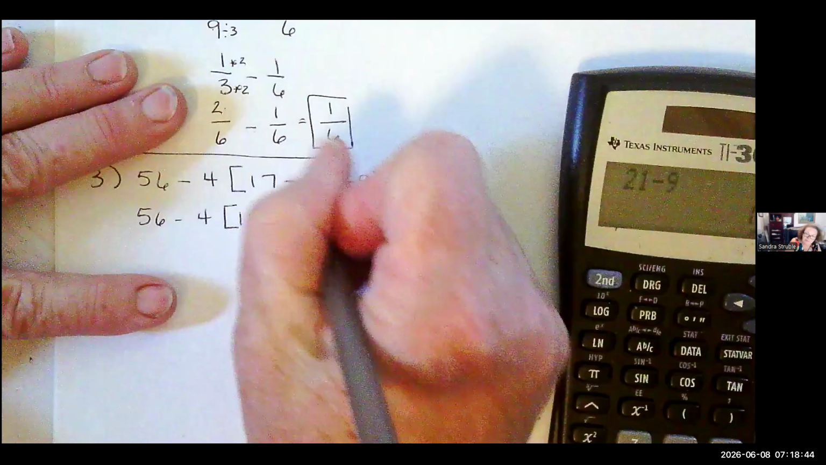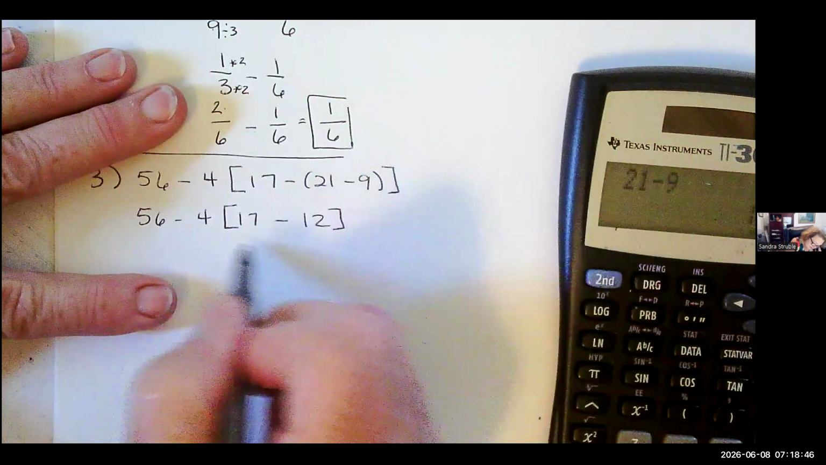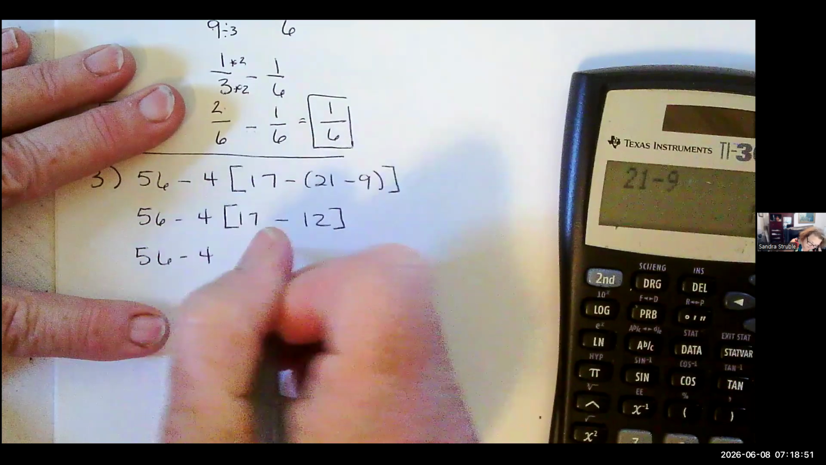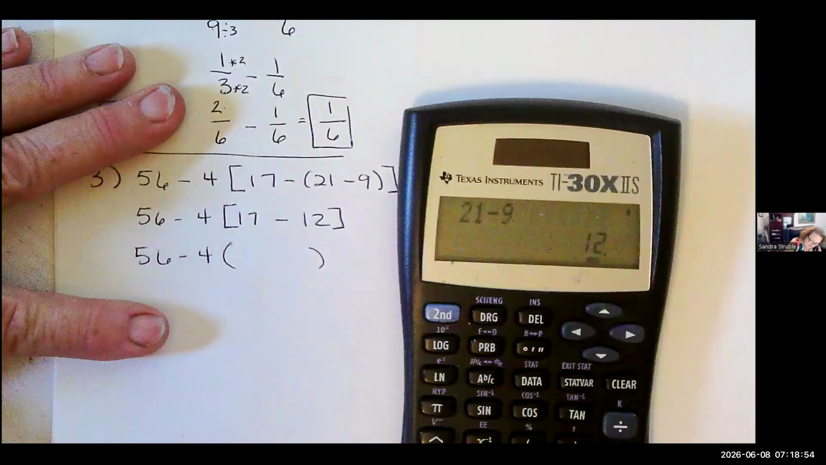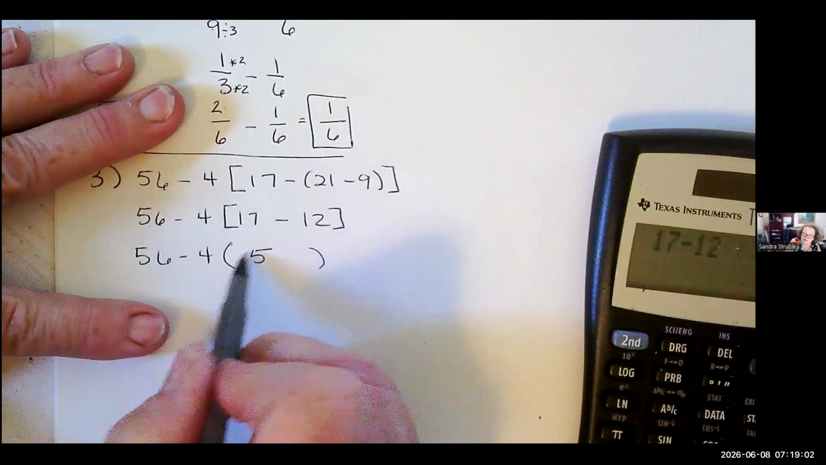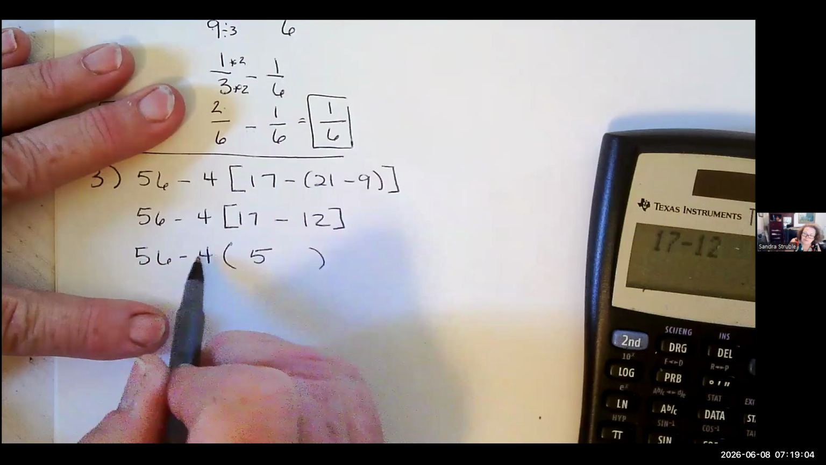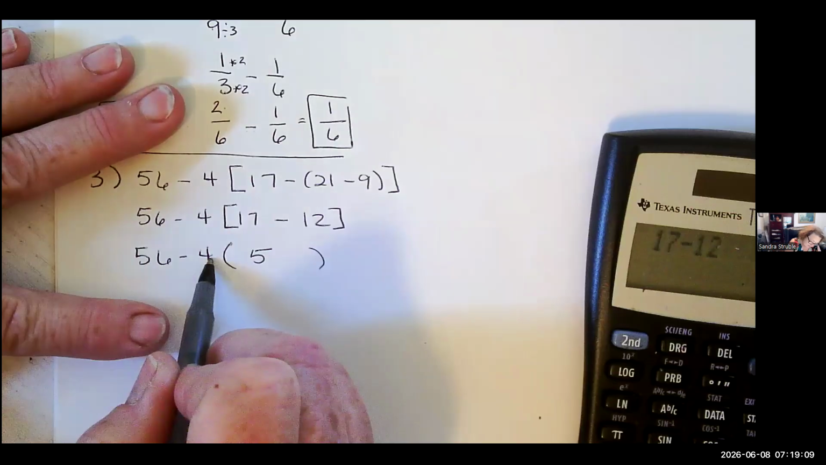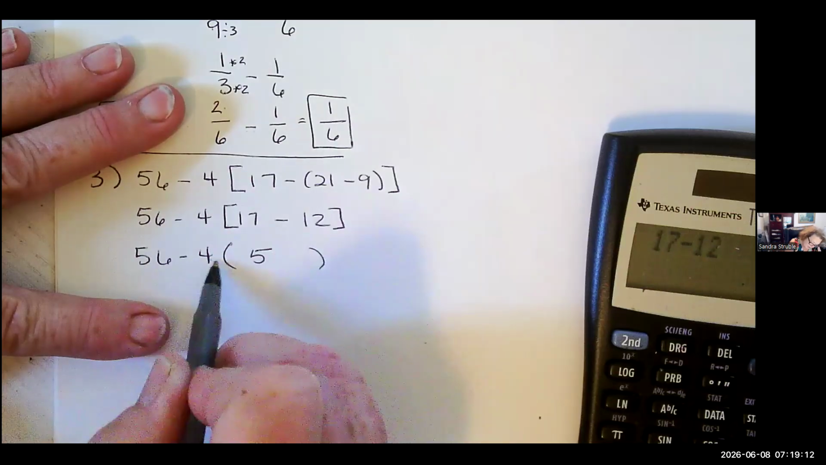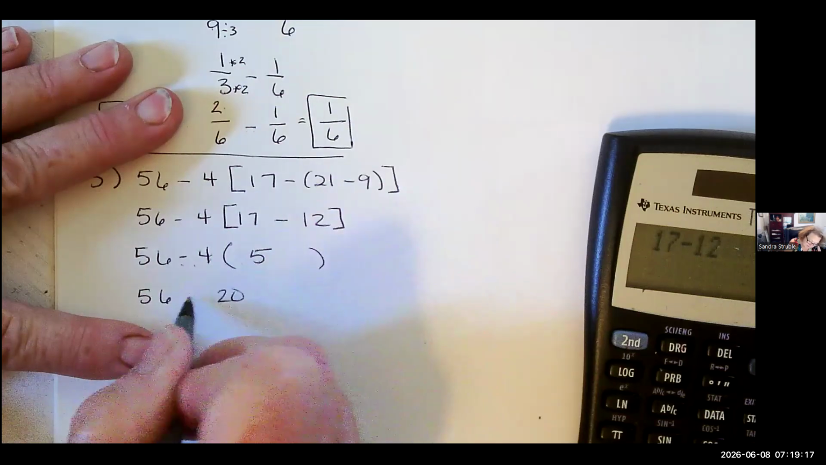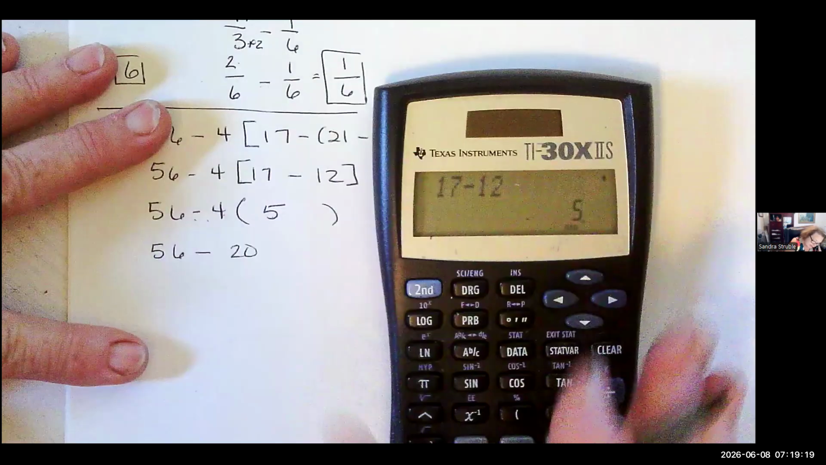Now we've got another bracket or parenthesis, so bring everything else down. And that's 5. 17 minus 12 is 5. Make sure that you either keep the bracket or parenthesis or something, because you need to know these two are multiplied and these two are subtracted. So based on order of operations, you have to multiply before you subtract. 4 times 5 is 20. Negative times a positive is a negative. Last step is subtract. And that's 36.